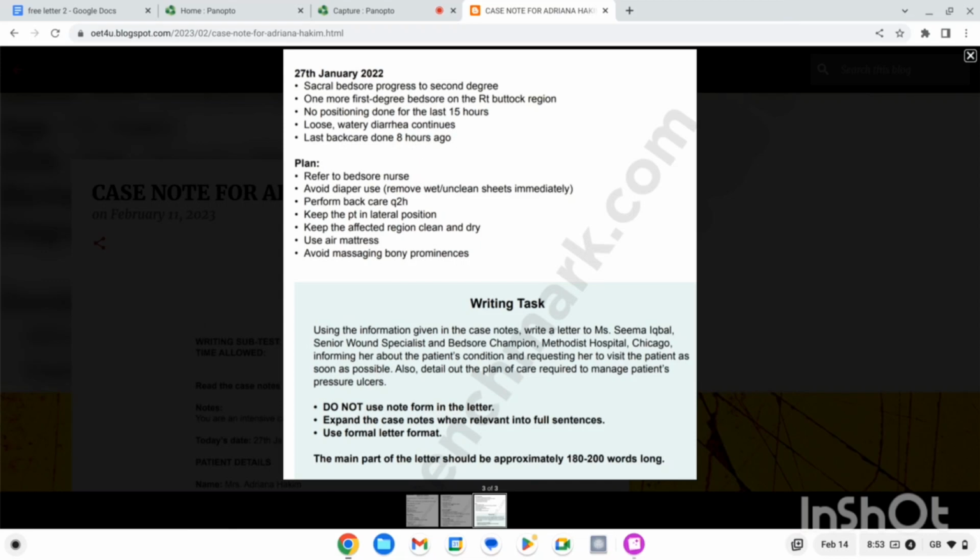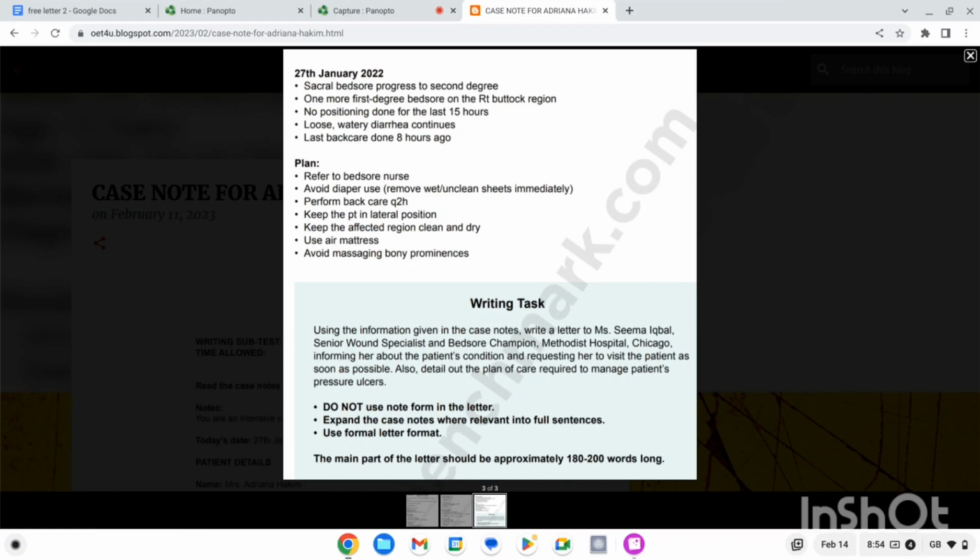Okay, so the plan was refer to bed soreness, avoid diaper use, remove wet unclean sheets immediately, perform back care 2 hours early, keep the patient in lateral position, keep the affected region clean and dry, use air mattress, avoid massaging bony prominences. Okay, where is it mentioned that it is home care? Did it mention anywhere it is home care? No, it's not. The patient is still in ICU, and the writing task is that the patient needs the assistance of a senior wound specialist, and we are requesting that from the hospital ICU.